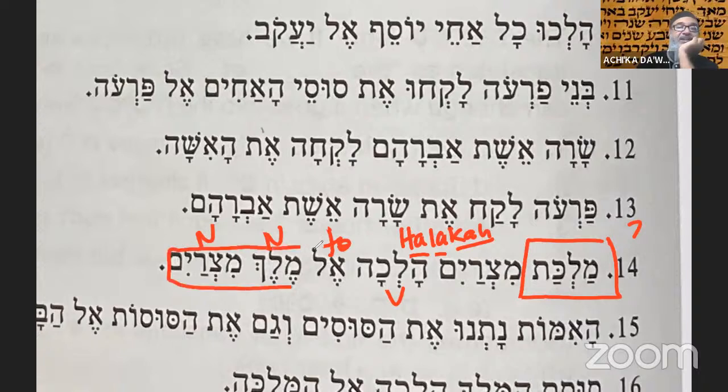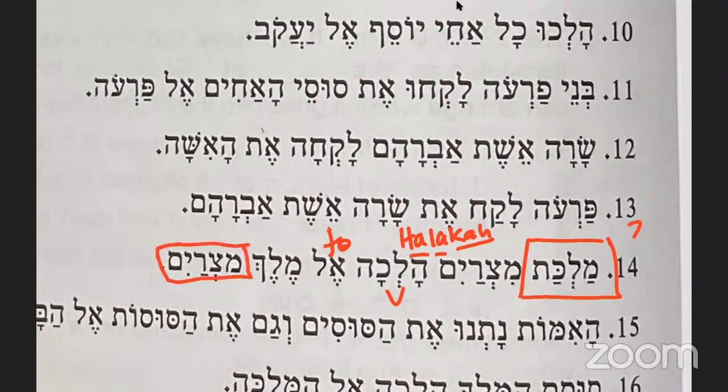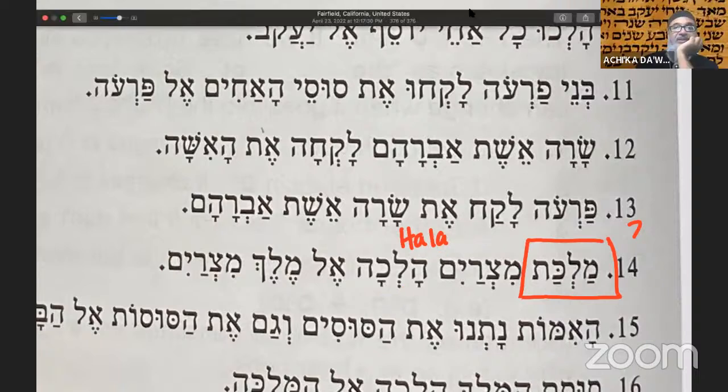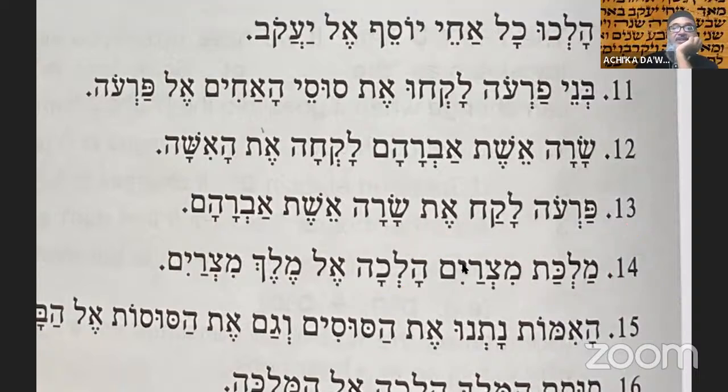What's a melech? King. The king of what? Mitzrayim. Yes, exactly. So the malakah, the queen of Mitzrayim, she went to the king. We said, well, how do you know it's the king? I don't see a "ha" in front of this. So how do you know it's the king?